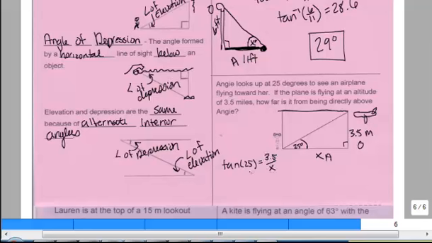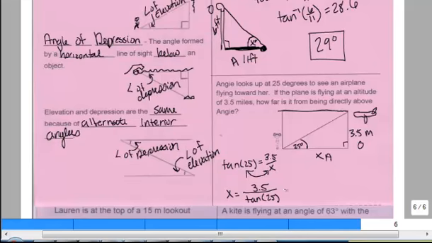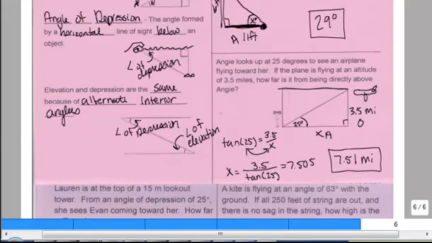And anytime you have x in the denominator, these two flip-flop. So x is equal to 3.5 all over tangent of 25. So in your calculator, you have 3.5 divided by the tangent of 25, which is 7.505. So this length right here is really going to be 7.51 miles. Miles is mi, sorry. Meters is m. Miles are mi.